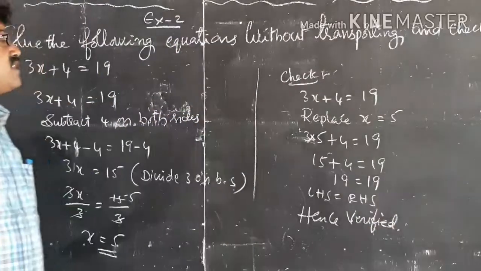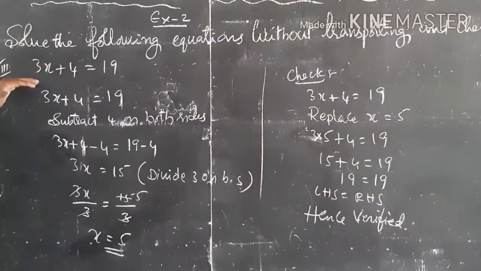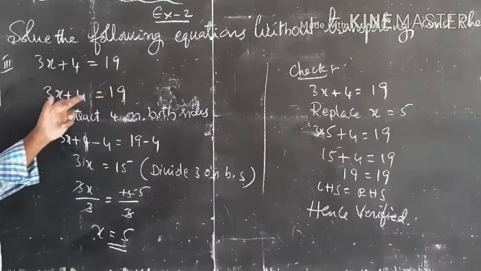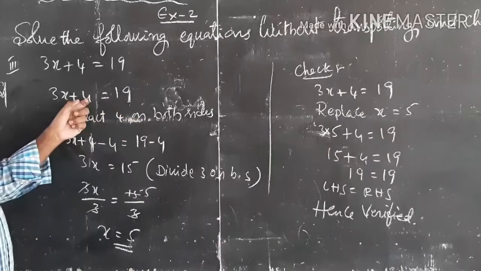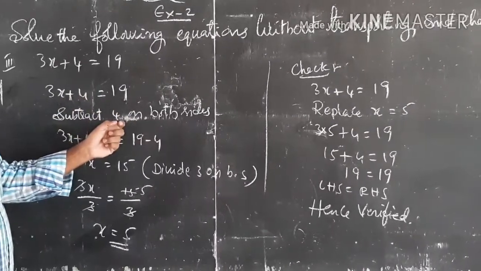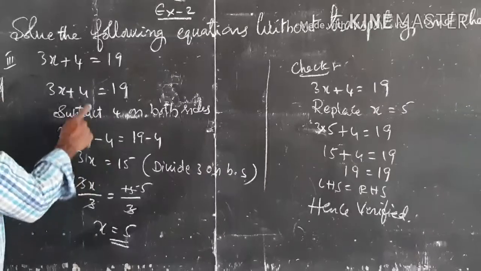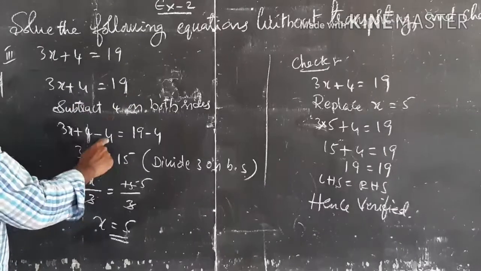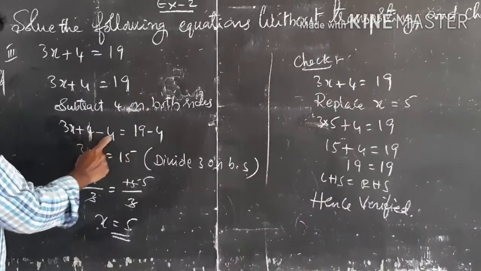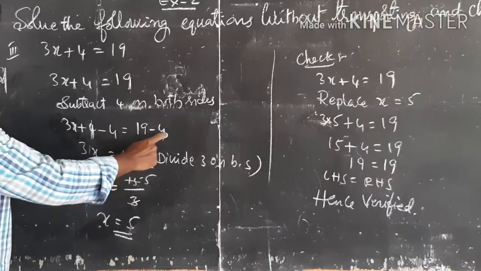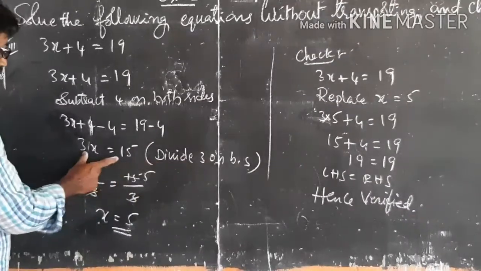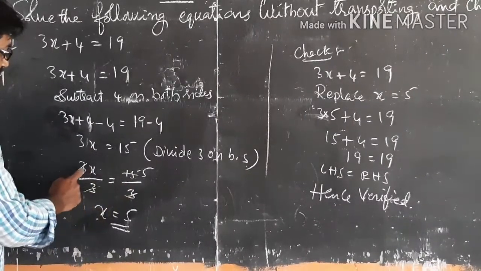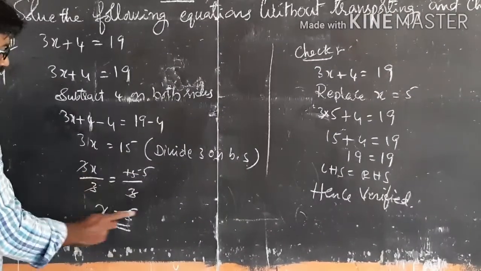Once again I will explain the lesson. Solve the following equations without transposing and check your result. 3x plus 4 is equal to 19 is given. Plus 4 is there, so subtract 4 on both sides. Subtract means minus, on both sides. 3x plus 4 minus 4, and 19 minus 4. 4 minus 4 is 0. 3x is equal to 19 minus 4, which is 15. Next, divide 3 on both sides. 3x by 3, 15 by 3. The 3 cancels. 3 goes in 15 five times. x is equal to 5.